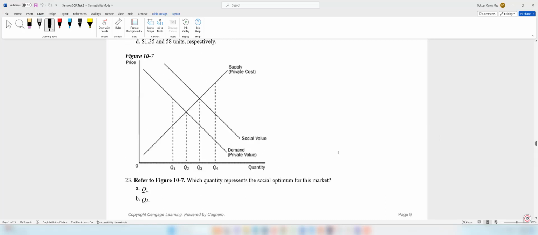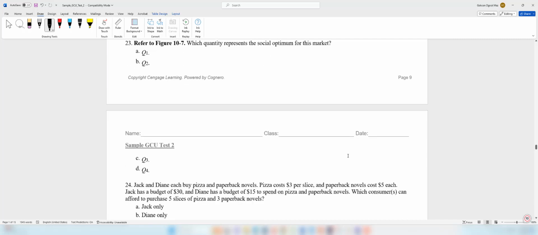Which quantity represents the social optimum for this market? Socially optimum includes the social value and private costs. So this is the point. Market equilibrium is here, socially optimum is here. So therefore Q3 is the right answer.